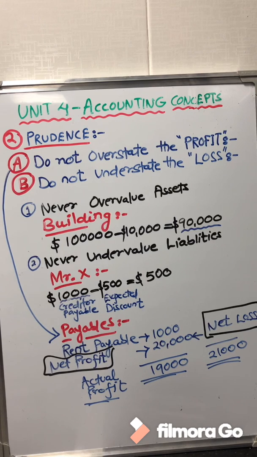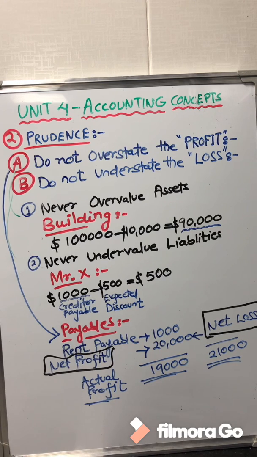One more thing, this concept is saying that never overvalue the asset and never undervalue the liabilities. Somehow these concepts are related to this and this. How? I'll explain now. We have an asset, a building. I took the example of a building here. We all are aware that before preparing the final report or the profit and loss of an organization, we have to write up the values after depreciation of all the assets.